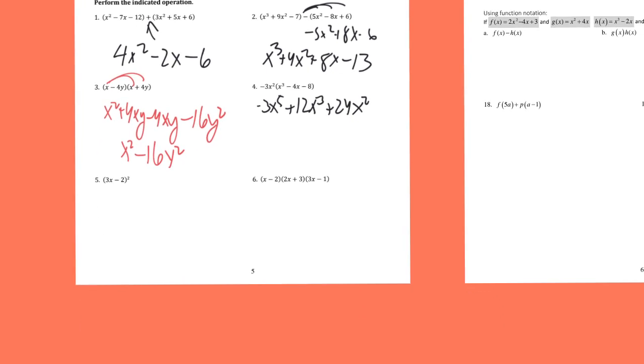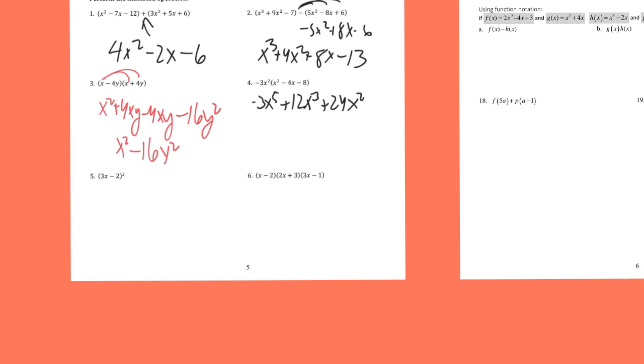And then this one, make sure that you remember you can't just square each term. You got to write it twice. So if you write 3x minus 2 times 3x minus 2, you're going to get 9x squared minus 6x, and then plus 4. That's 9x squared minus 12x, and then plus 4.